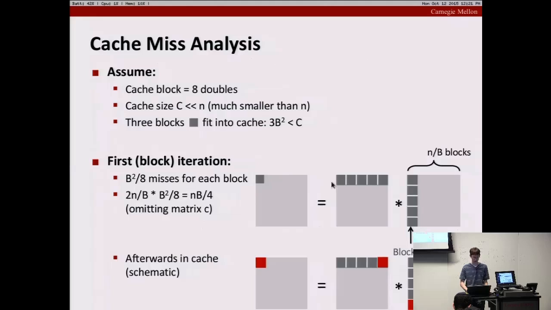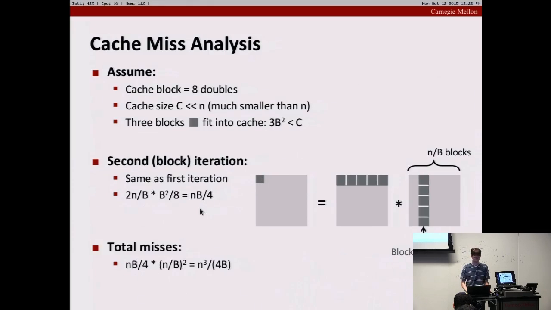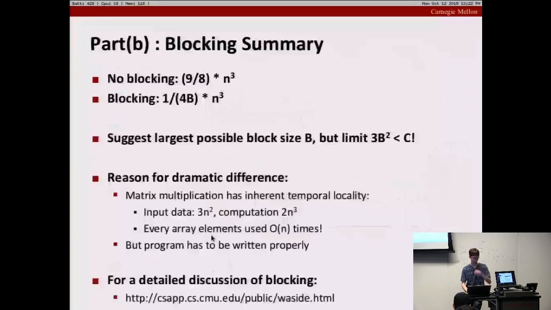We use it. And then there's n over b blocks per row or column, and we have 1 row and 1 column, so that's 2n over b blocks that we're loading up. B squared over 8 misses per block times 2n over b is n times b over 4 misses to calculate one block. And this is going to be the same for all of them. So then we check how many blocks we do total. That's n over b squared. And this comes out to n cubed divided by 4b. And so then we can play around with different sizes of b and see that this is actually going to be better in terms of cache performance.